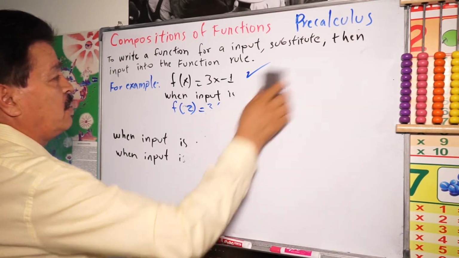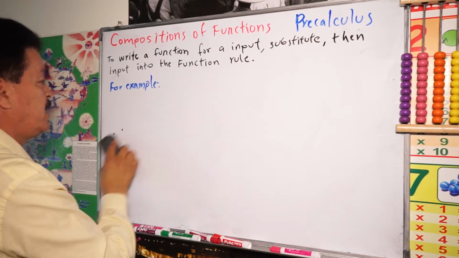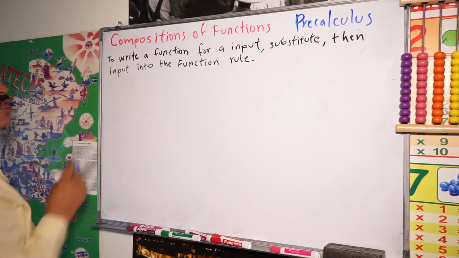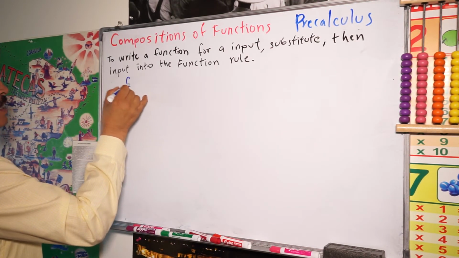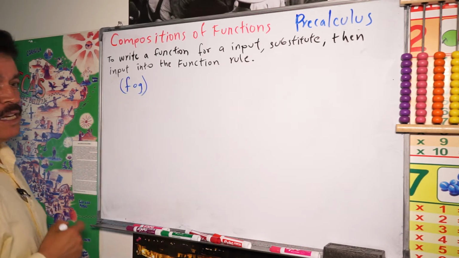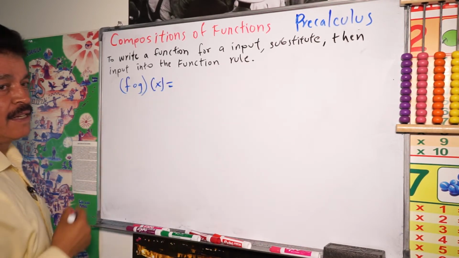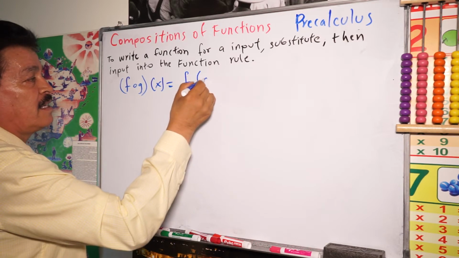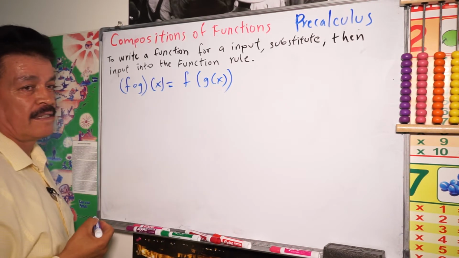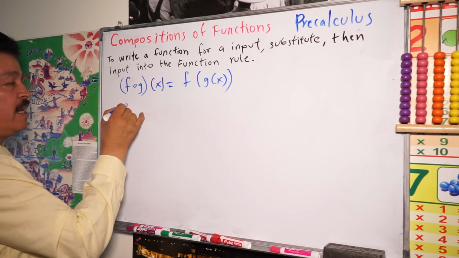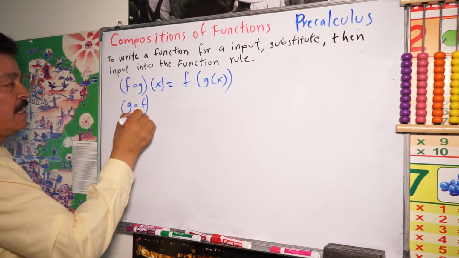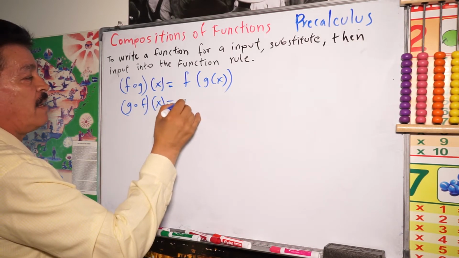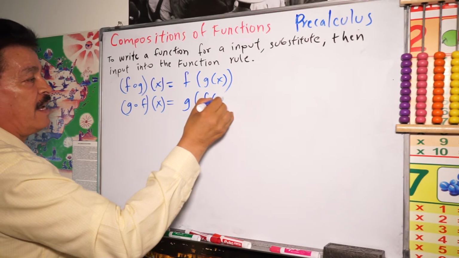Let me give you more details about this topic, composition of function. If you have f of g of x, then this is going to be equal to f(g(x)). Or, for example, if you have g of f, the other way, this is going to be equal to g(f(x)).